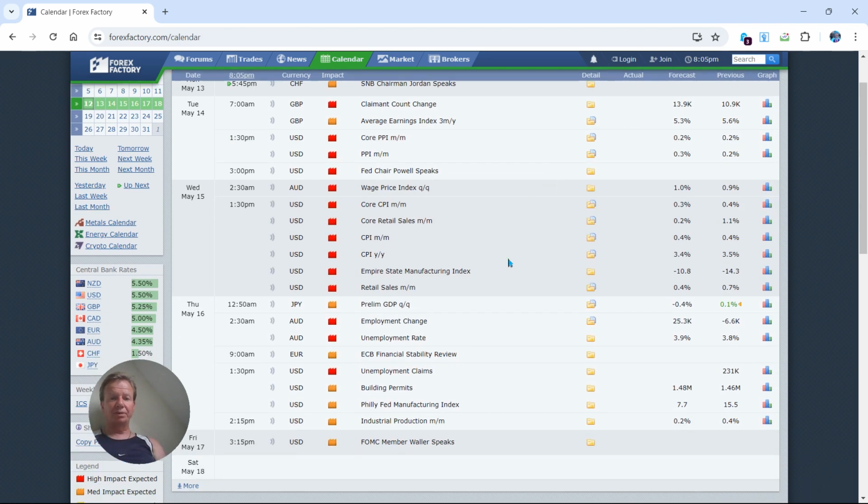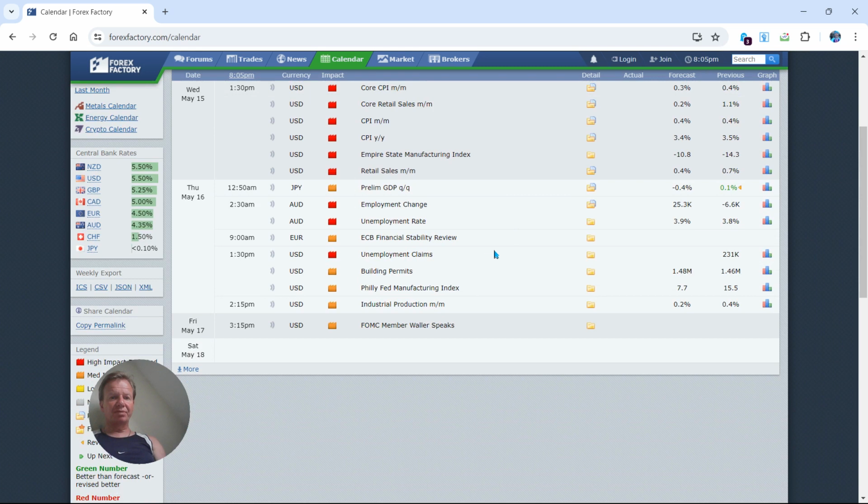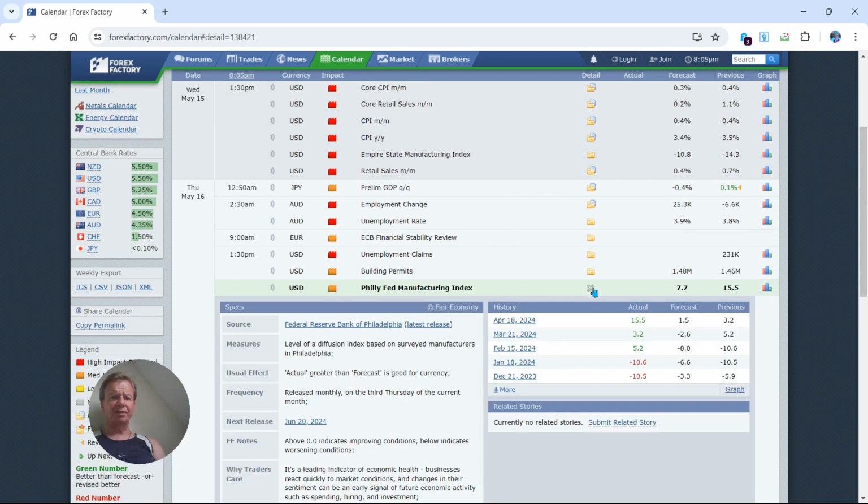It's fairly straightforward, and it's got the different days here, the times they come out, and these times will be in your time zone once you've set your time up here. And it does it right through to the whole of the week. And then, as I say, you've got these amber ones: US dollar, Philly Fed Manufacturing Index. Click on the folder, and it will tell you released monthly on the third Thursday of the current month. Actual greater than forecast, good for the currency.